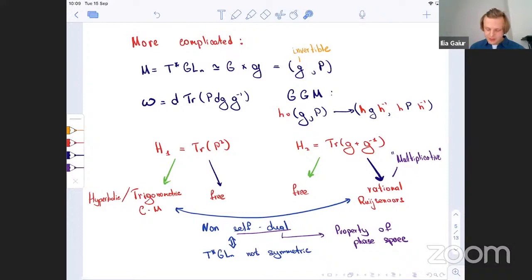This is because our phase space is not symmetric anymore, and we may say that this duality is not a property of the systems, but a property of the phase space generally. So, well, you may say that this Hamiltonian is not the same as this one. Okay, we could take the trace of g squared. We will also obtain a kind of Ruijsenaars system, but we will have to do some additional canonical transformations to get to this system.